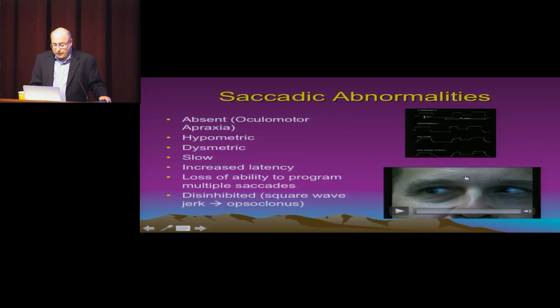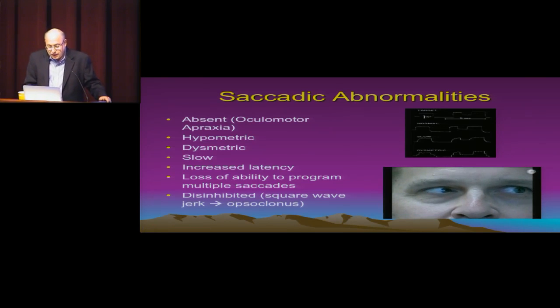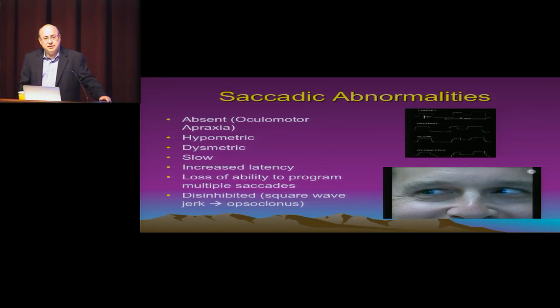So here's a patient with dysmetria. When they look to the right, they overshoot and come back. Left is okay, right overshoots, comes back. Right cerebellar lesion. Okay? Just like finger to nose.